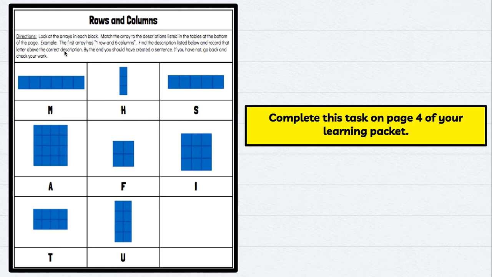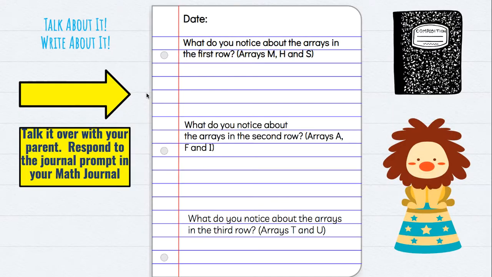So it says, look at the arrays in each block, match the array to the descriptions listed in the tables at the bottom of the page. So for example, the first array has 1 row and 6 columns. Then if you look at this one, it has 1 column and 3 rows. So if you can't find the description that matches, you have to go back and check your work.